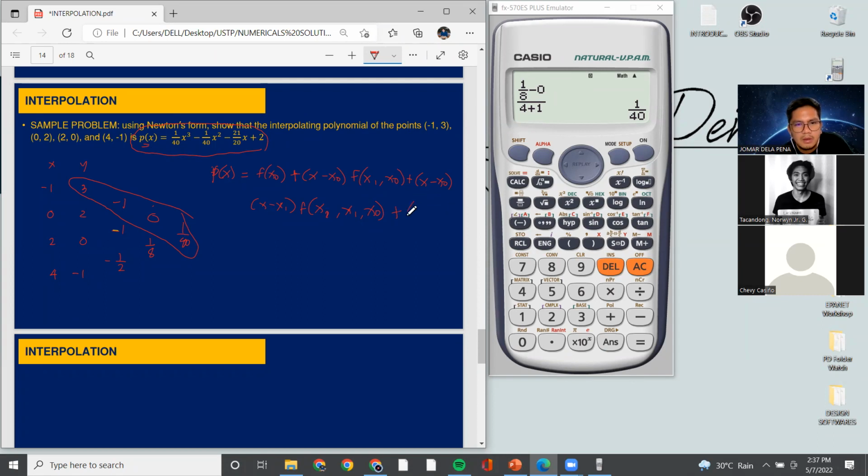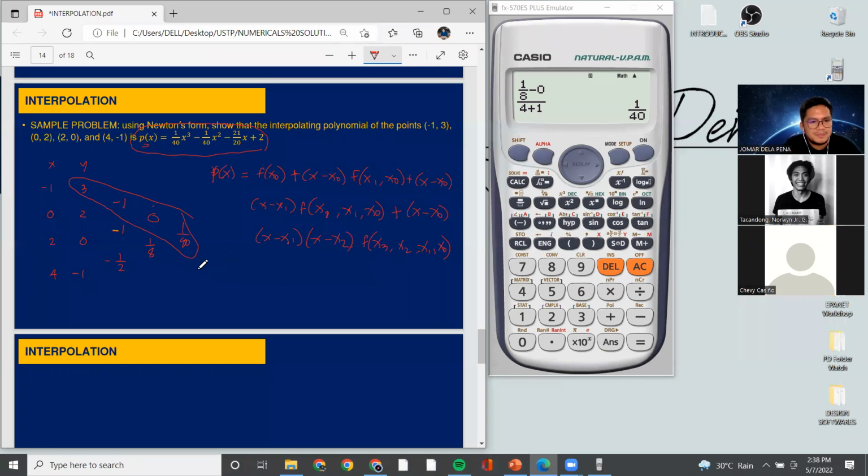Plus you have x minus x sub 0, then x minus x sub 1 times x minus x sub 2. Okay? Kita niyo yung pattern nun. From x minus x sub 0 nadungagan siya x minus x sub 1 sa second term. Sa third term, nadungagan siya x minus x sub 2. Tulo na. Times the function of x sub 3, x sub 2, x sub 1, and x sub 0. Okay? Kung ito na siyang gamitan nato na equation, no?